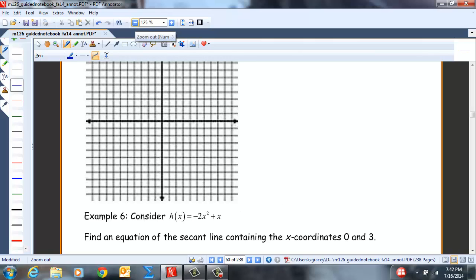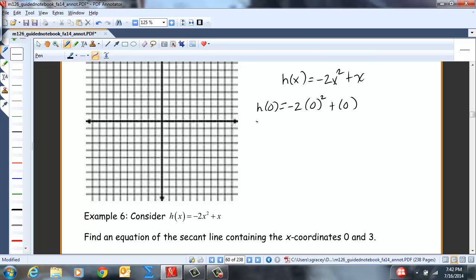So let's take a look at what the graph would look like for the original function, so we can get a picture of what's going on. So h of x is equal to negative 2x squared plus x. Why don't we find out what the y values are for these x coordinates? So h of 0 is negative 2 times 0 squared plus 0. So h of 0 is 0. So that means the ordered pair 0, 0 is on the graph of h.